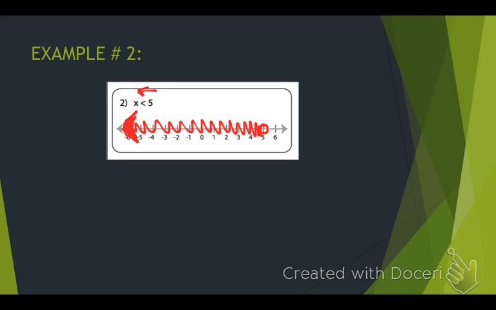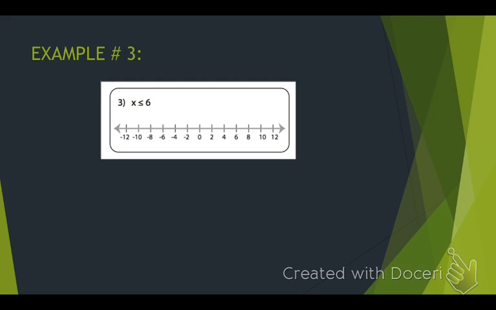Moving on, example number 3. Here we go, this one says x is less than or equal to 6. Well, once again, x is on the left side, perfect. Okay, the 6 is on the right side, perfect. We need to find 6. It is a closed circle because it has an equal to sign, and we are going to the left because the arrow is pointing to the left. Here we go. And we are done. That's graphed it. Alright, moving on.